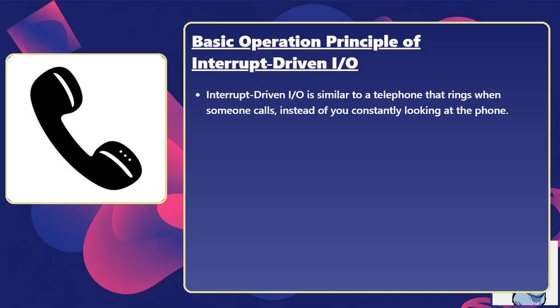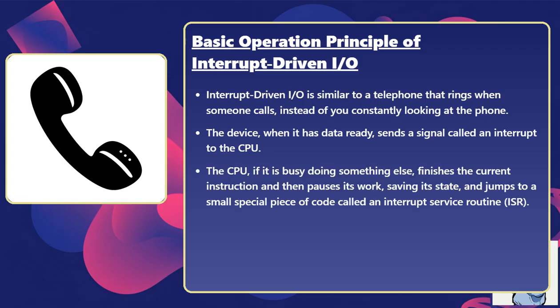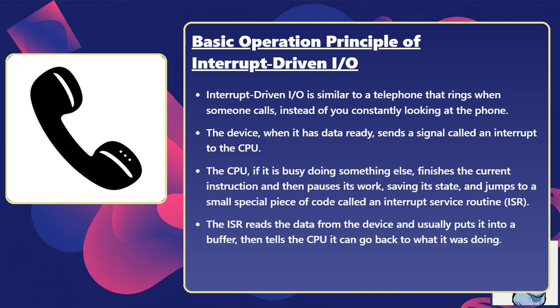Interrupt-driven input-output is similar to a telephone that rings when someone calls instead of you constantly looking at the phone. The device, when it has data ready, sends a signal called an interrupt to the CPU. The CPU, if it is busy doing something else, finishes the current instruction, and then pauses its work, saving its state, and jumps to a small special piece of code called an interrupt service routine, ISR. The ISR reads the data from the device, and usually puts it into a buffer, then tells the CPU it can go back to what it was doing.